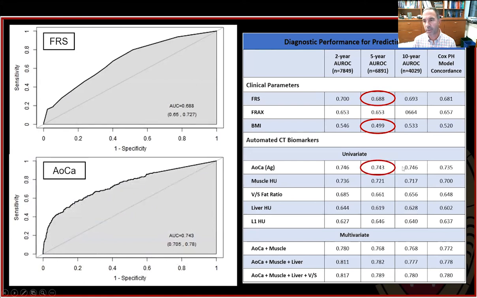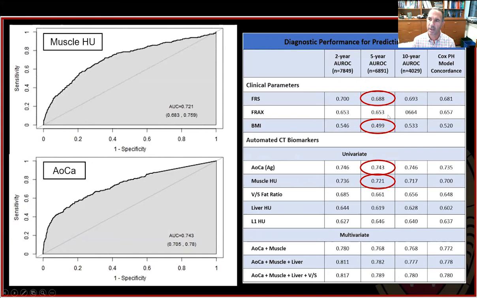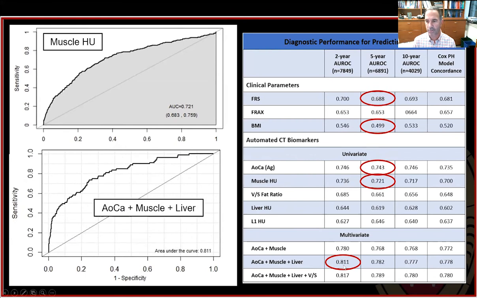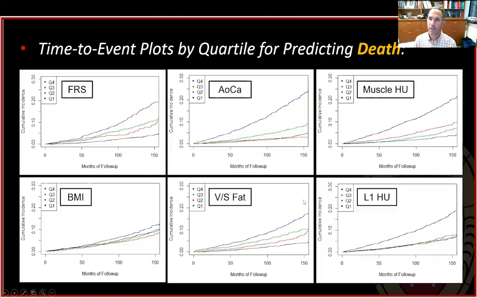But aortic calcium alone, again, beats the Framingham risk score. And this is just a single automated measure as opposed to all those cumulative, different variables that get plugged in. Even muscle attenuation also beat it by itself, so this is very encouraging for CT. And when you combine multiple factors, the performance gets even better. So there's a lot of predictive value in these body composition measures for both death and cardiovascular risk is similar.